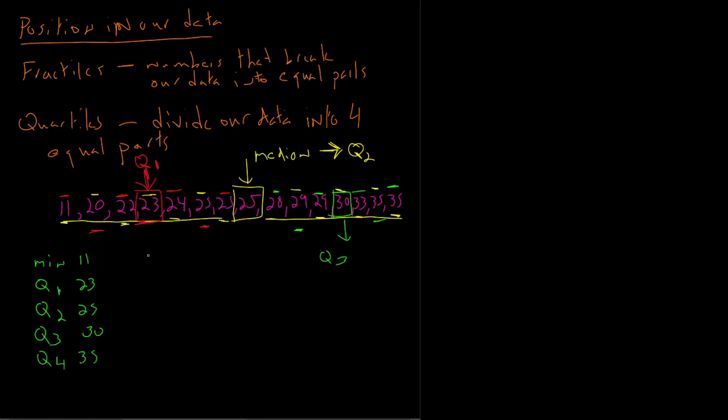Now if we look at our data, the range, which is the max minus min, which is 35 minus 11, or 24.